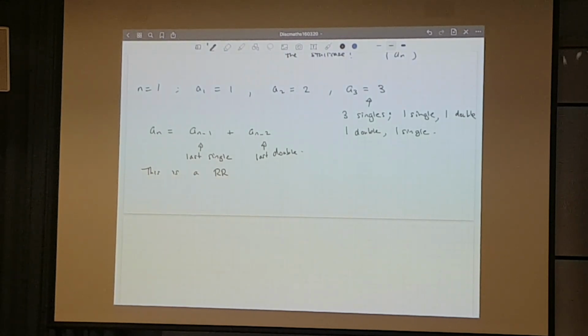In fact, it's the same as the one for the Fibonacci sequence, which has solutions 1, 2, 3, 5. I'm just summing the last two: 8, 13, 21. You get the idea. And it comes up in all sorts of applications, including stair climbing, it seems.